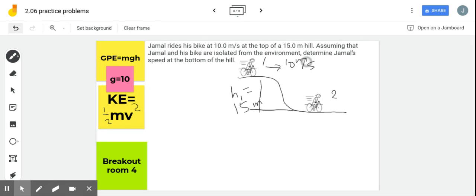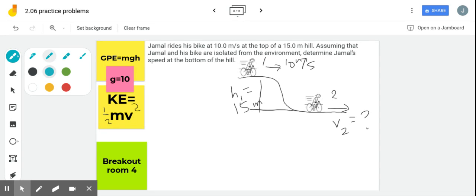Okay, so here is sort of an idea of what this situation looks like. And that's him at the top of a 15-meter hill going 10 meters per second, and then him at the bottom of the hill going who knows how many meters per second.